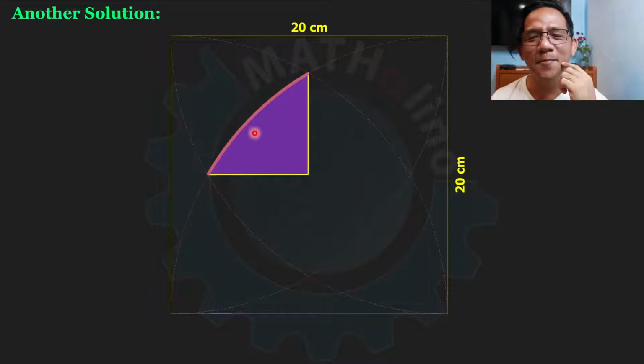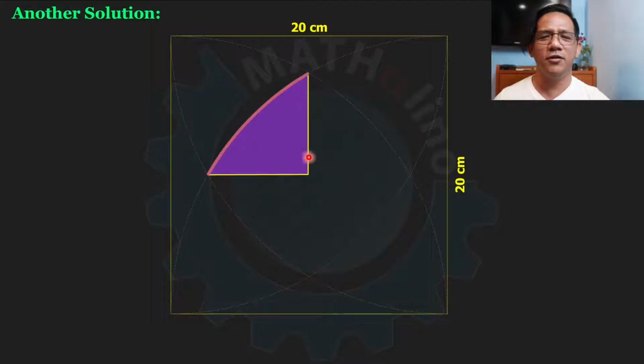Let's solve this area. Take note that some students will interpret this as a sector of the circle, but this is not actually a sector of a circle. "Sir, that is a sector of a circle." No. Because when we say sector of a circle, it will contain the center of the circle. So this is not the center of the circle. This is actually the center of the square. The center of this arc is this one. Okay?